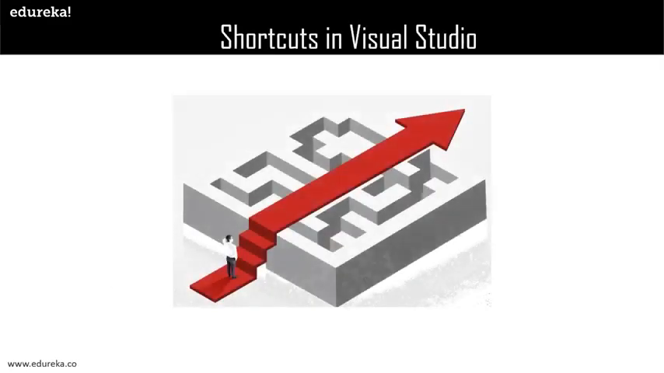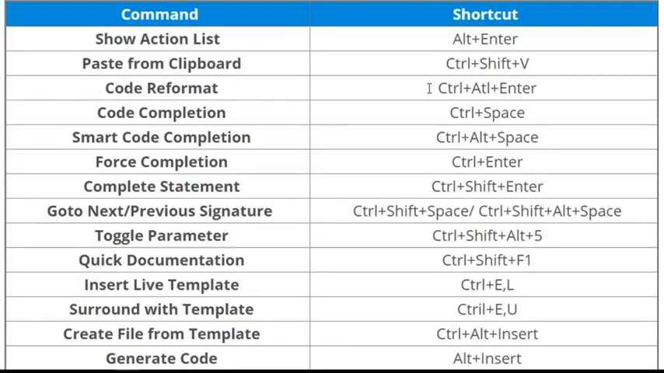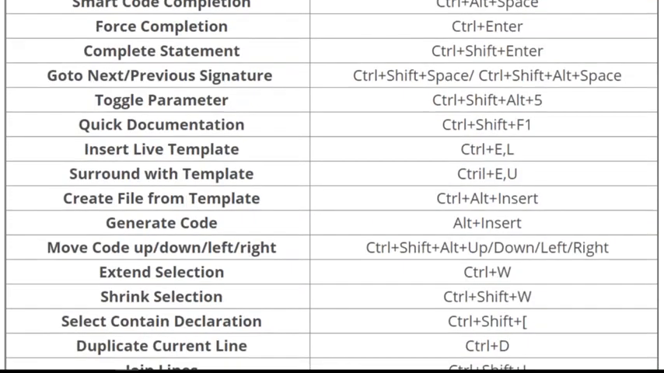The shortcuts available in Visual Studio are Alt plus Enter, which will give you Show Action List. Followed by that, you have Control Shift V, which will give you Paste from Clipboard. And similarly, many other shortcuts, such as to move code up, down, left, and right, you have Control Shift Alt up, down, left, right, and Extend Selection.